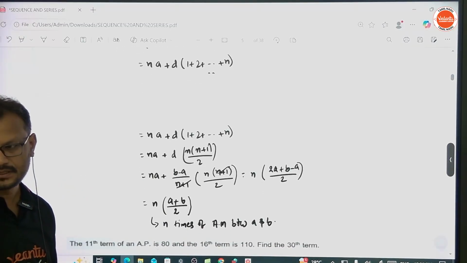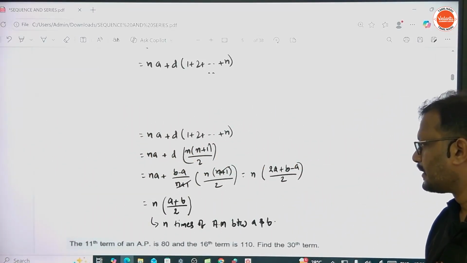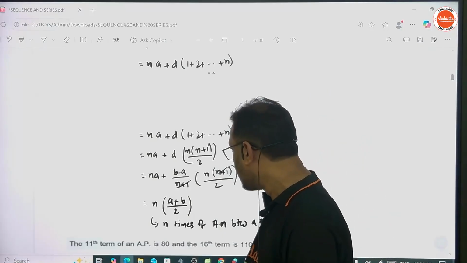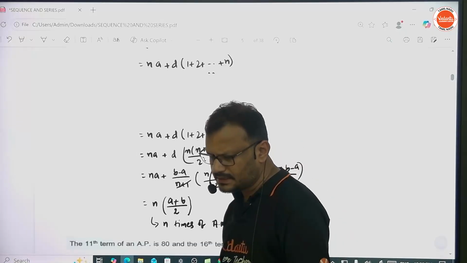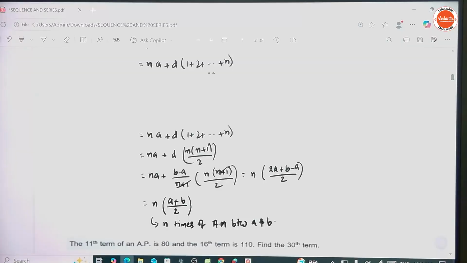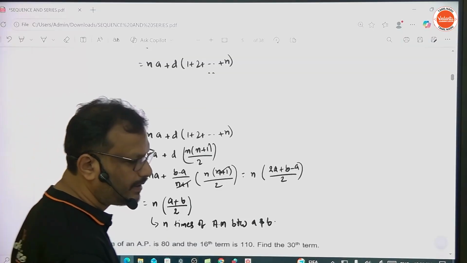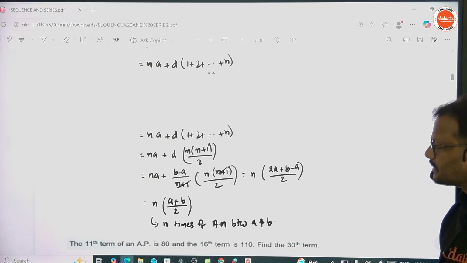Yeah. So now some basic questions. For example, the 11th term of an AP is 80 and the 16th term is 110. So basically, all the models will mostly be like that only. To confuse you, they will give it a little bit clumsily. Otherwise, the problems from sequence and series in Mains will be very easy. In Advanced, you have to think a little bit. Mains is very simple actually. Okay, so let's see this question.